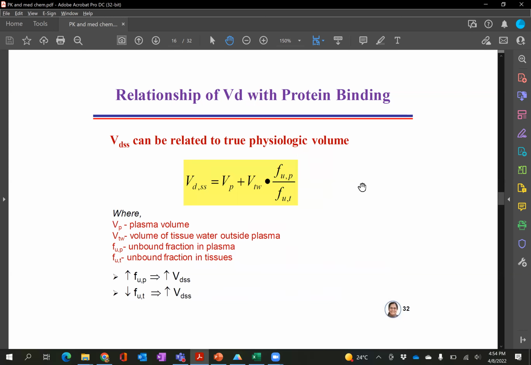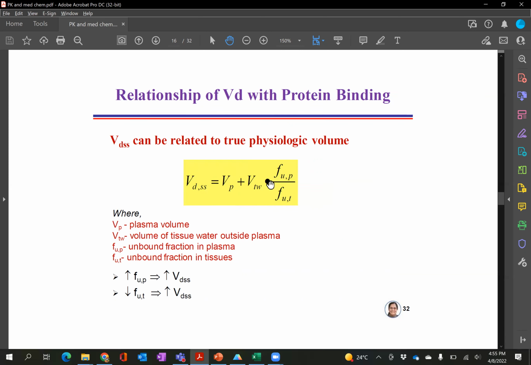This thing is interesting. Actually, this is something I learned new. See, this is the number we can calculate from the PK, right? So that's the volume distribution steady state. But they said this volume distribution can be related to true physiological volume. It means the volume of the plasma and the volume of the total tissue water outside the plasma. These numbers are known based on the weight of the person, right?